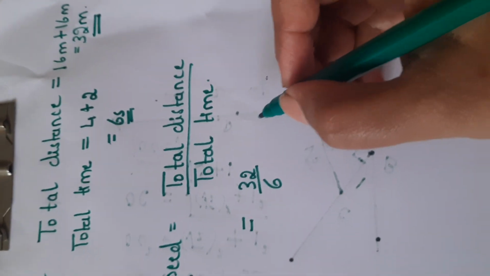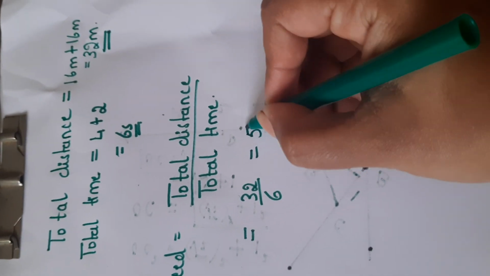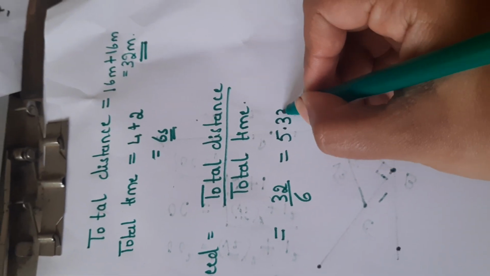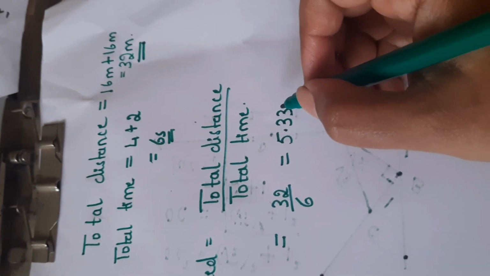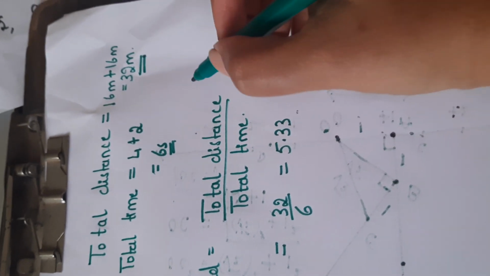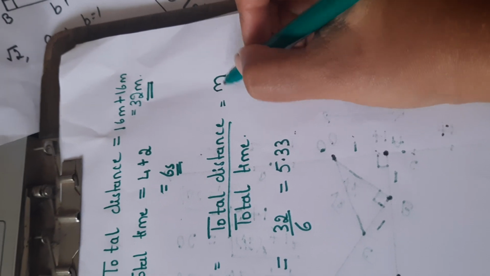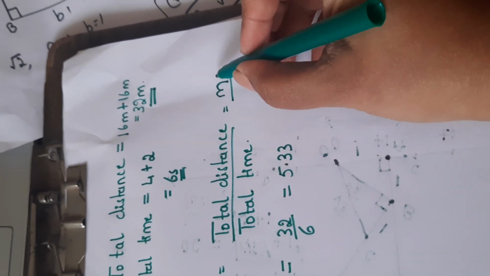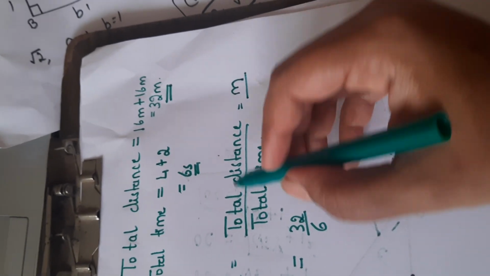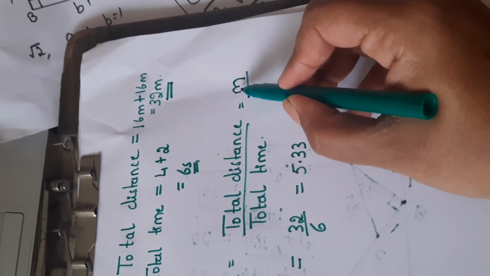We got 5.33. So 32 divided by 6 is 5.33. What is the unit? Unit of distance. Here I will write and show you. If you forget the unit in a test or exam, what you do is substitute in the units individually. You know the unit of distance, it is meter.